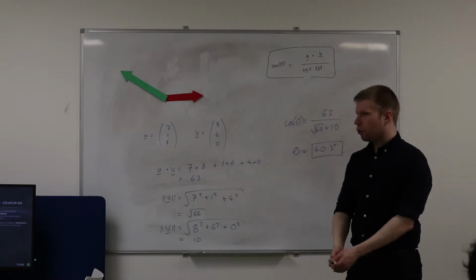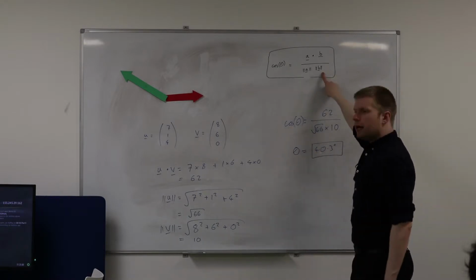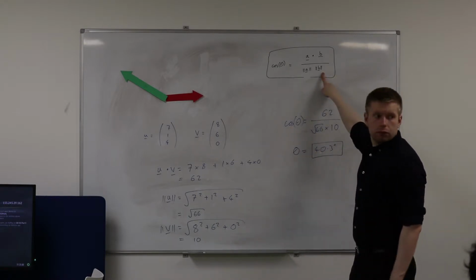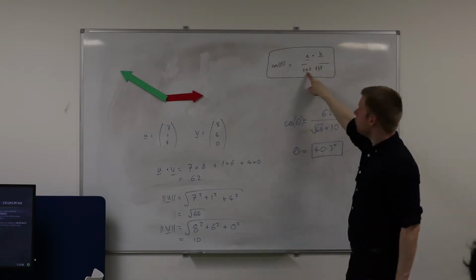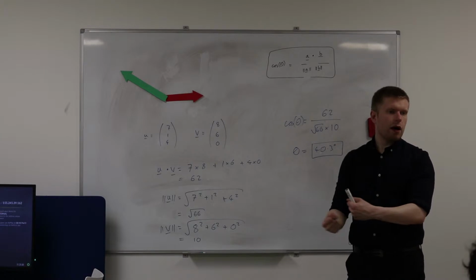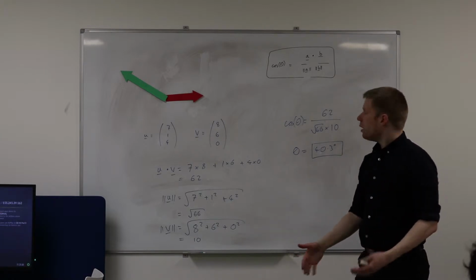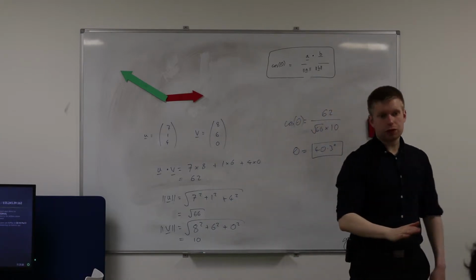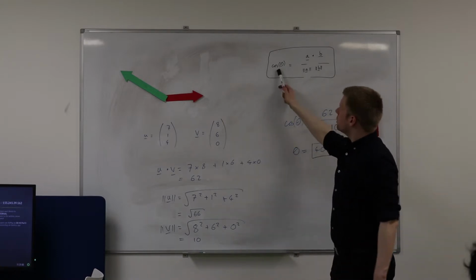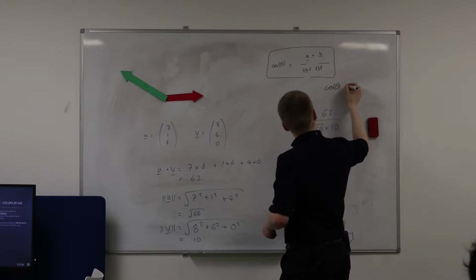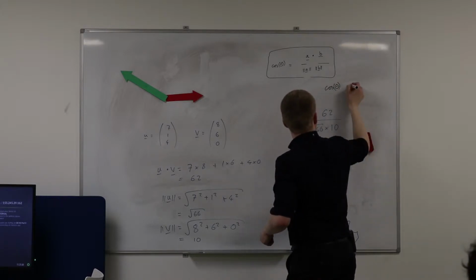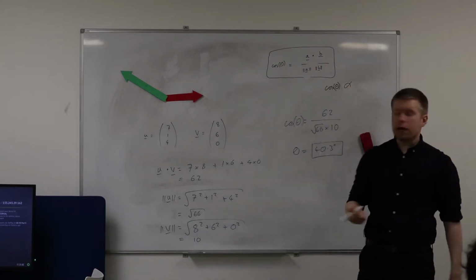Because have a look at my formula. Would you be happy that thing there is always positive? The denominator is always going to be positive because that's a length, times them together, they're still positive. Yeah? So the denominator is always going to be positive. So what it's really saying here is that cos theta depends on, so let's say is proportional to, the sign of A dot B.